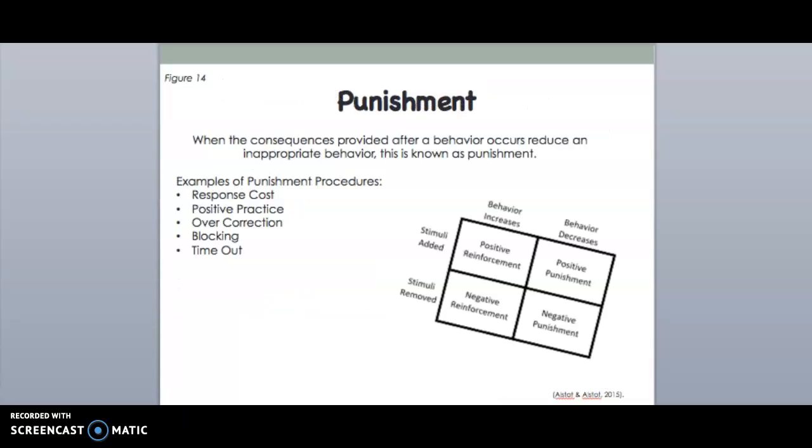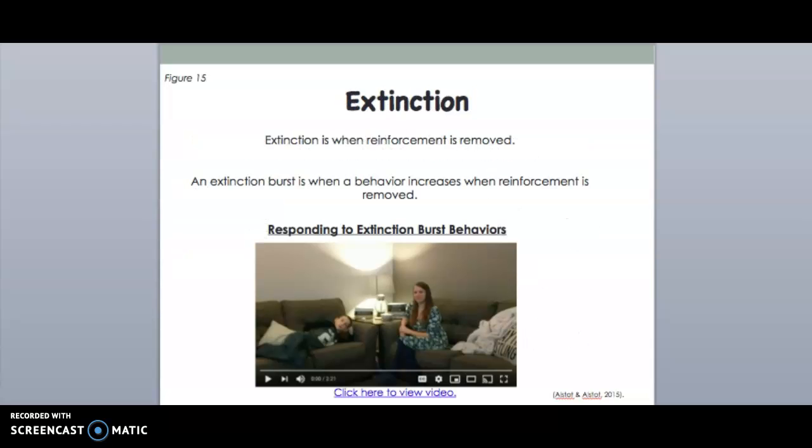When the consequences provided after a behavior occurs reduce the probability of the inappropriate behavior reoccurring in the future, this is known as punishment. There is positive punishment when something is added or provided to the learner and the behavior decreases, and there is negative punishment when something is removed or taken away from the learner and the behavior decreases. Examples of punishment procedures can include response costs, where we remove tokens from a reward chart, positive practice, where we make the learner fix what they did incorrectly, overcorrection, physical blocking, and timeout. The timeout procedure, however, should not be used to address escape behaviors, as the learner is already trying to be removed from the non-preferred activity.